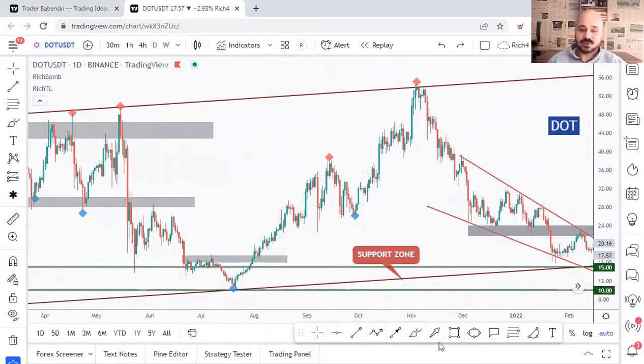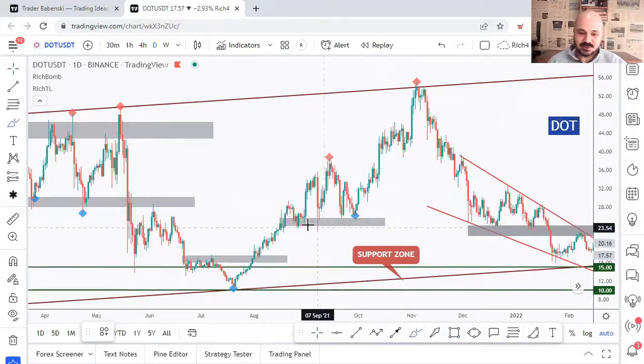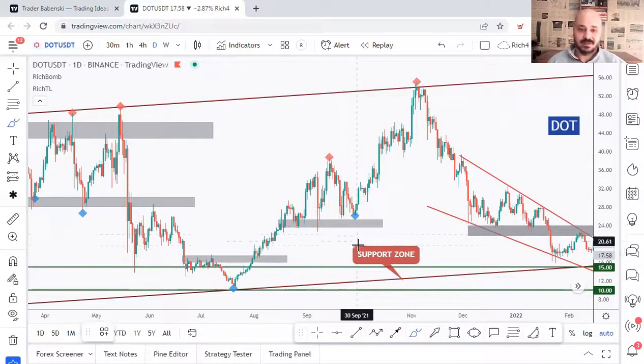However, the reversal would be confirmed after a break below the previous low, which is here. And here we go, price failed to break below it, and of course we need a candle close below it to confirm the break. That didn't happen, so we are still bullish.